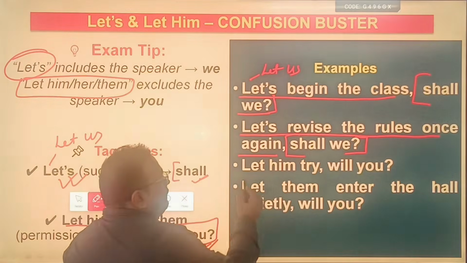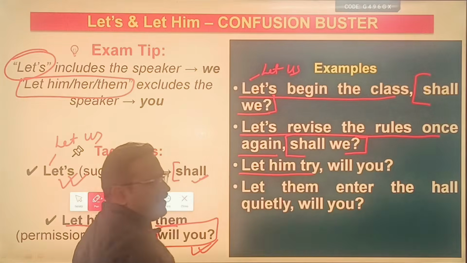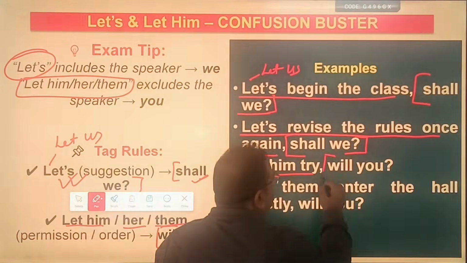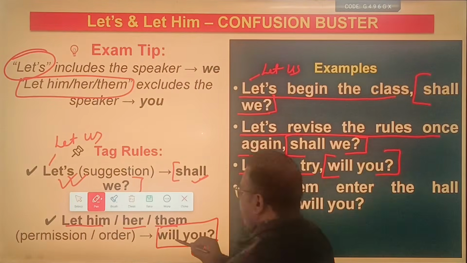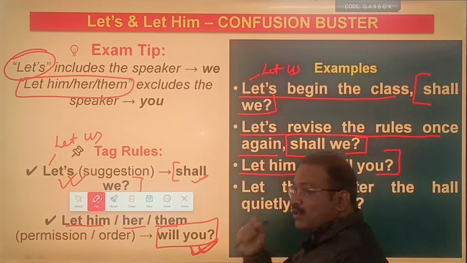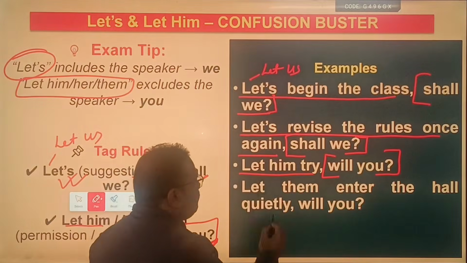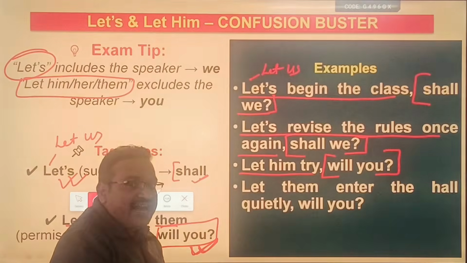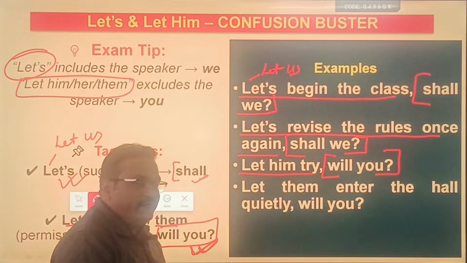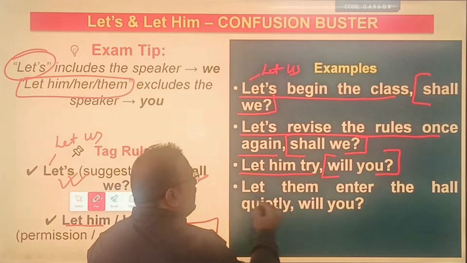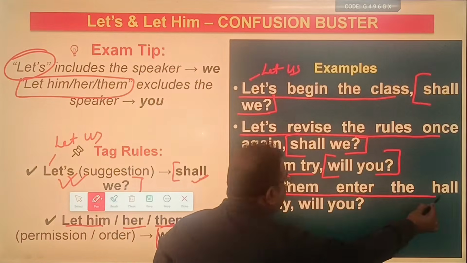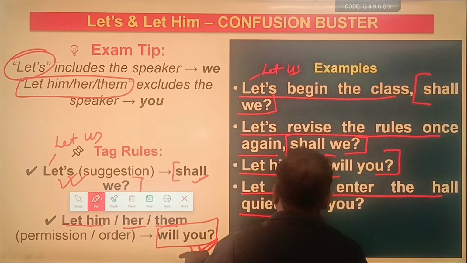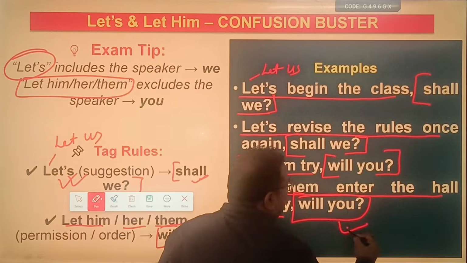But if I say let him try, then the question tag will be will you. Always will you. You have to keep in mind, when you have let him, let her, or let them, the question tag will always be will you. Let them enter the hall quietly. What is the rule? Will you would be the question tag.